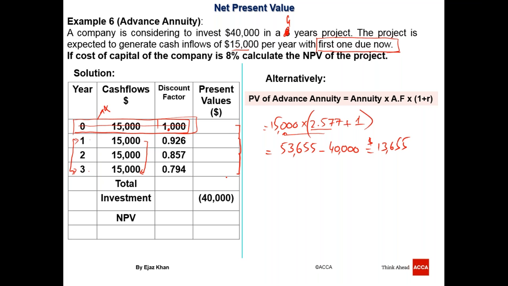But we can also solve this question using this tabular approach. But definitely it will take time. We have to calculate present value of every cash flow separately and then add. But if we do so, we'll get the same answer as we've done so. Is it clear?